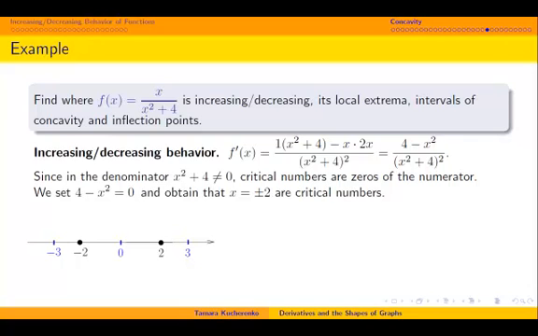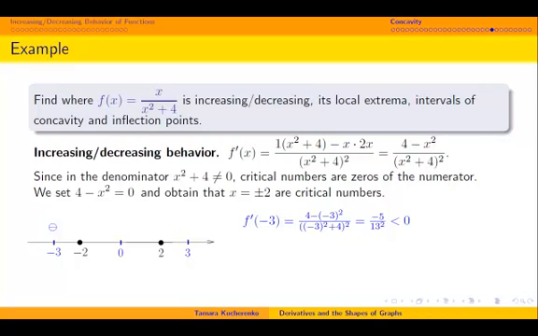We compute f prime at negative 3. F prime at negative 3 equals 4 minus negative 3 squared divided by negative 3 squared plus 4 squared, which is negative 5 over 13 squared. Since this value is negative, the derivative is negative on the entire interval from negative infinity to negative 2. We indicate this by writing a circled minus above the interval.